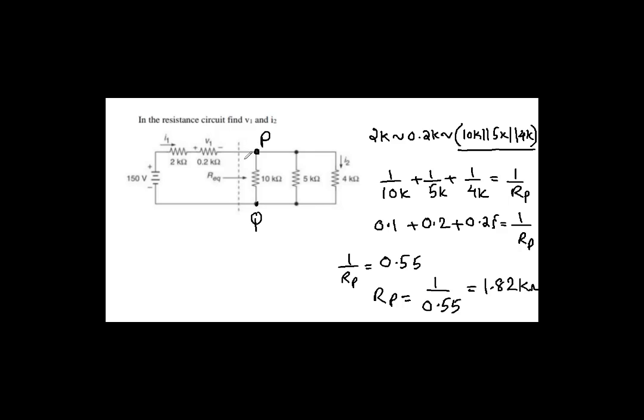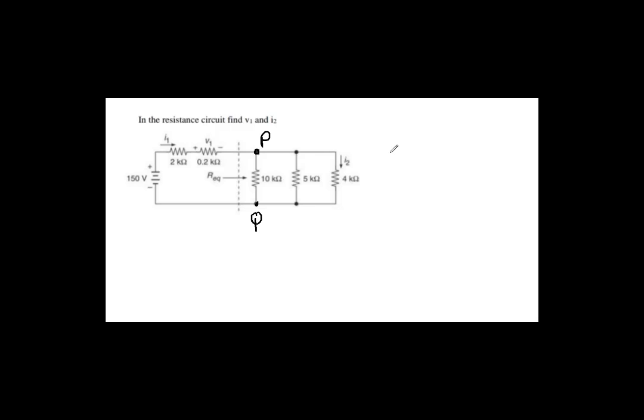So we can see the resistance between P and Q, the parallel combination, is 1.82 kilo ohm, and that must be added with the other two because these are in series. So the total resistance will be 2K plus 0.2K plus 1.8K. Approximately 1.8 is sufficient. You can get a rough answer, right? So 1.8 plus 0.2 will be 2, plus 2. This will be approximately 4K. The total resistance of the circuit is now 4K.